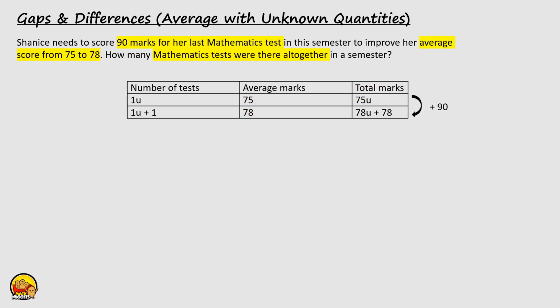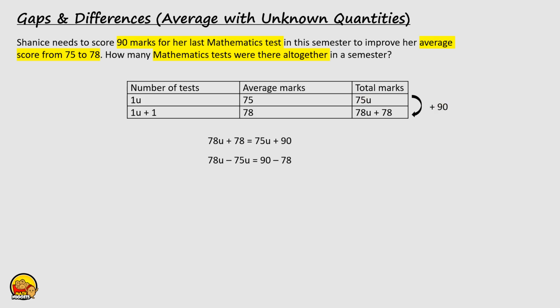Now, the question tells us that she needs to score 90 marks for her last test, right? So this means that the difference between the total marks before and after the last test is 90. So 78 units plus 78 will be the same as 75 units plus the 90 marks.